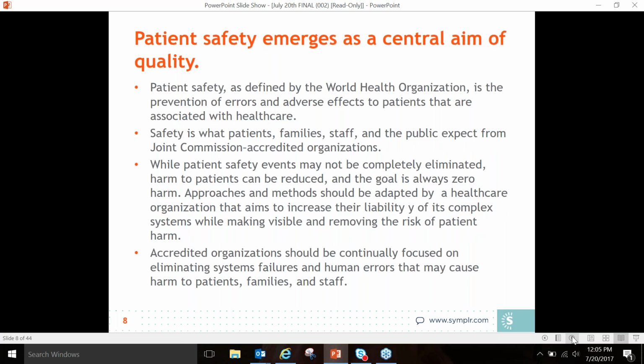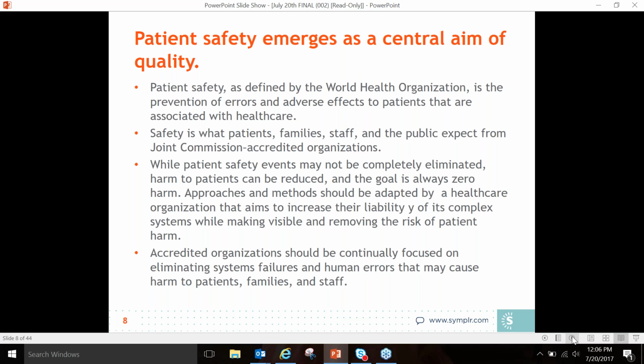Now, patient safety emerged as a central aim of quality in the early 2000s. It was just included in with quality, and patient safety became a pretty big factor there. And I know for a lot of you on the line, you have different areas or different people responsible. Maybe one person's responsible for patient safety or patient complaints, another person's responsible for risk management, another person's responsible for quality, and so on and so forth. But honestly, patient safety became a part of quality in the early 2000s.